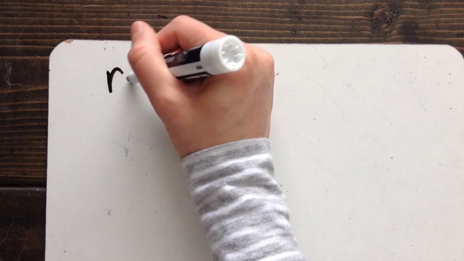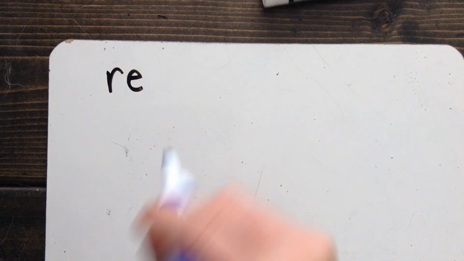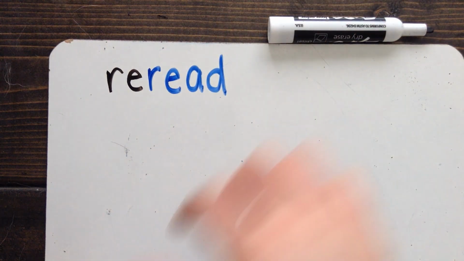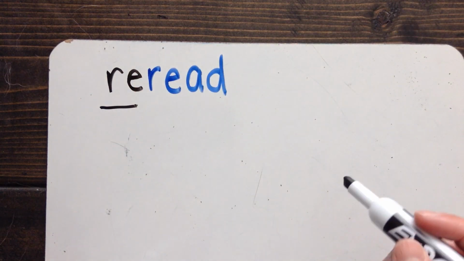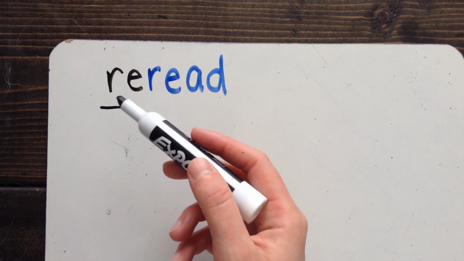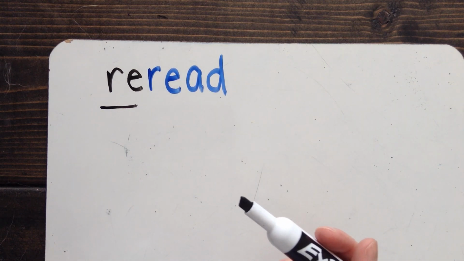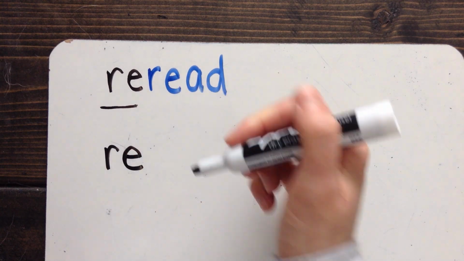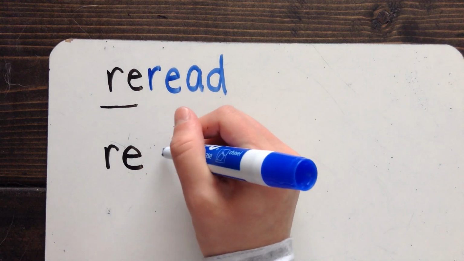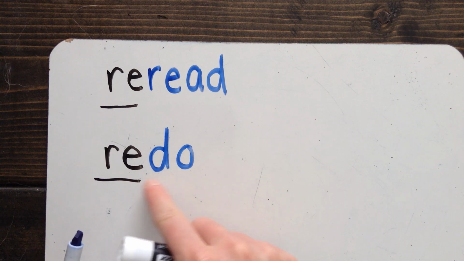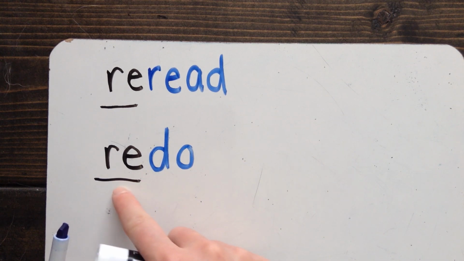We already looked at the word reread, and we know that the prefix re means again. So if you're told to reread something, it means read it again. Can you think of any other words that have the prefix re? You might have heard of this one before. Redo. Redo means do something again. Remember, re means again.